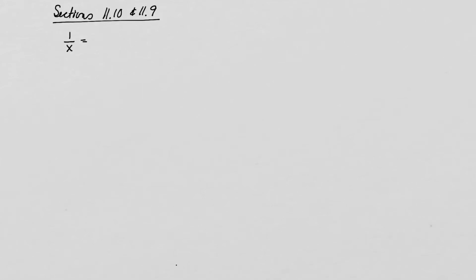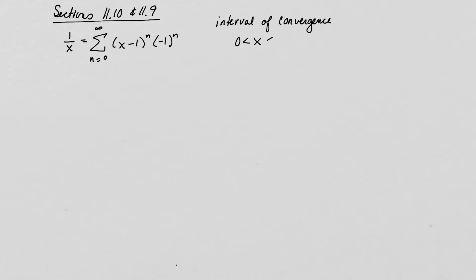So last class we found that 1 over x was equal to the summation n equals 0 to infinity of (x minus 1) to the n times (negative 1) to the n, right? So we did that last class, and we found the interval of convergence for that, and actually, let me move this up a little bit.